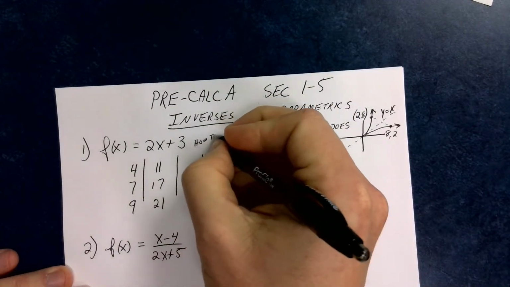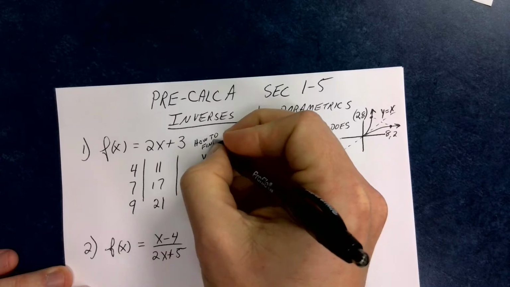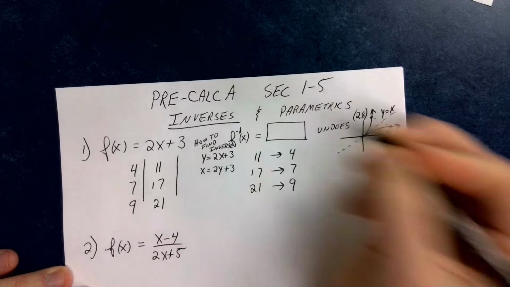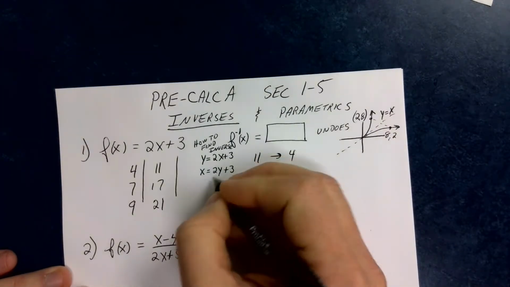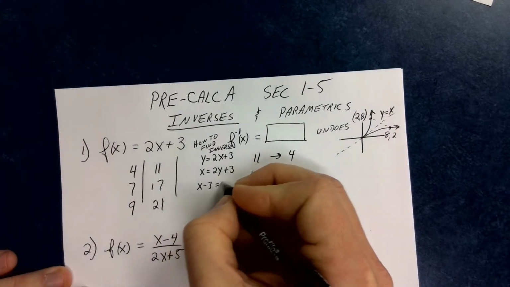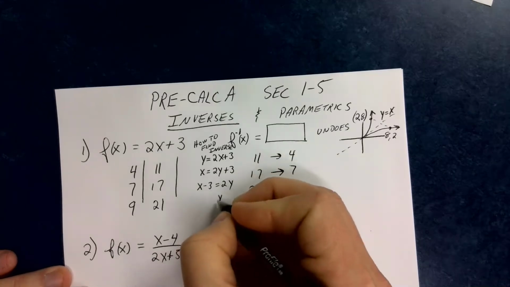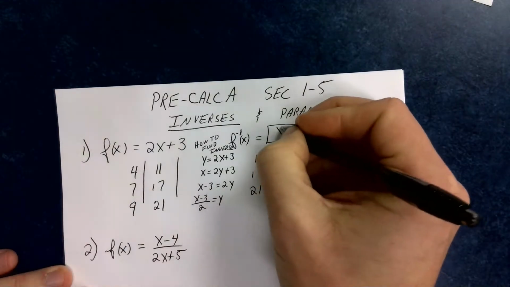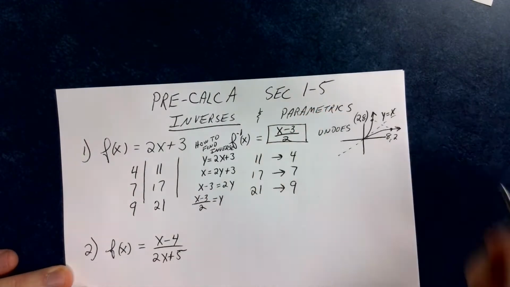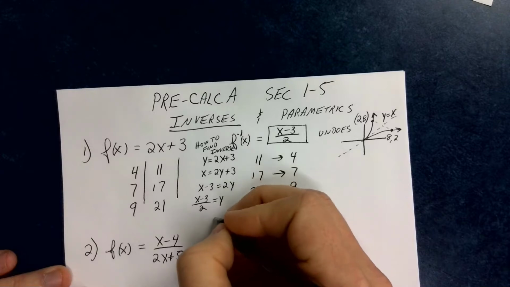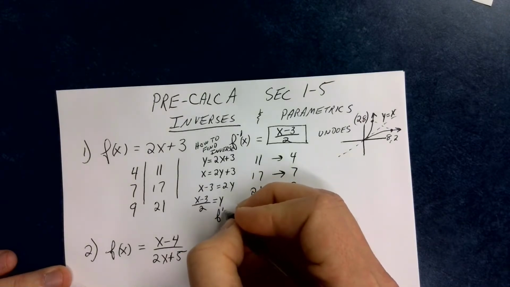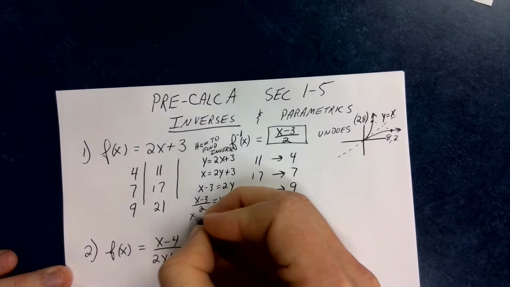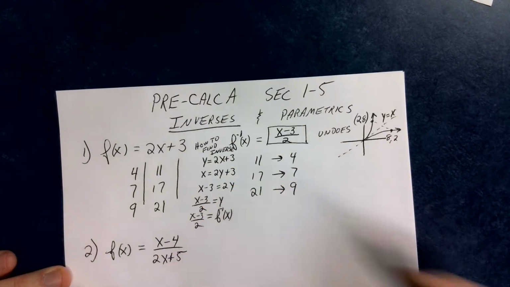Good deal. So again, this is the algebra involved in how to find an inverse, if it even has one. Okay? And then I'm going to try and solve for y. So I get x minus 3 is equal to 2y. And y is equal to x minus 3 all over 2. And that's what I'll put in here, x minus 3 all over 2. Because now I can just replace y with f inverse of x, if I want to rewrite the notation like that.